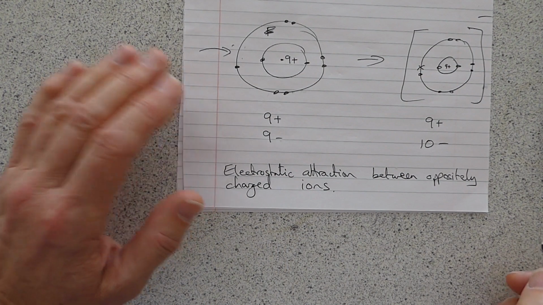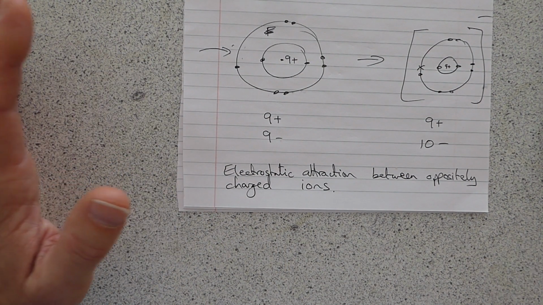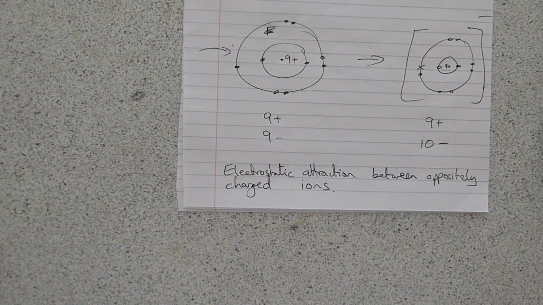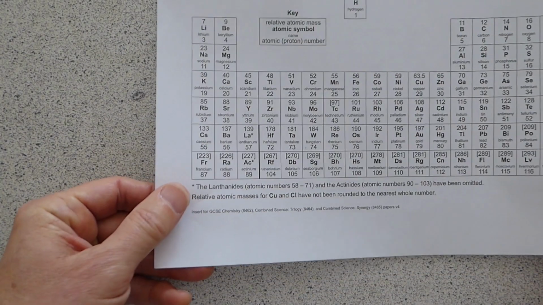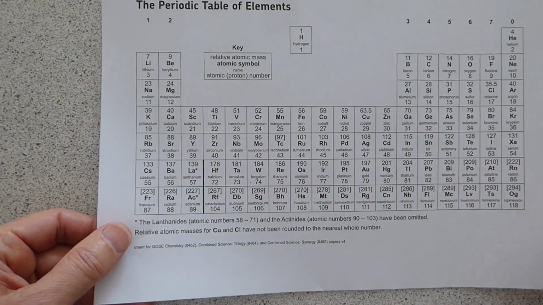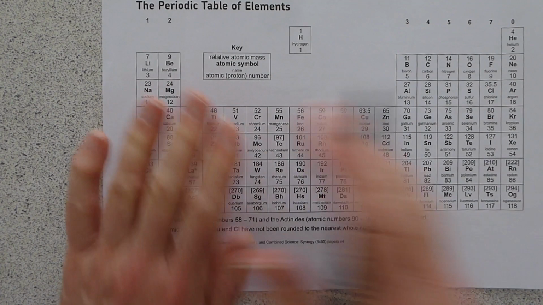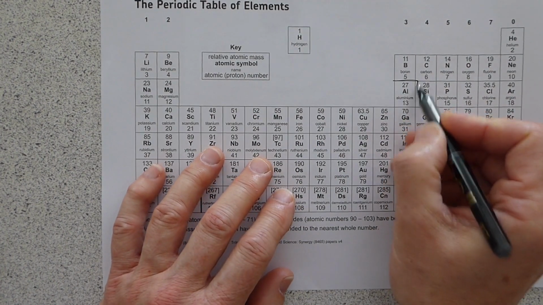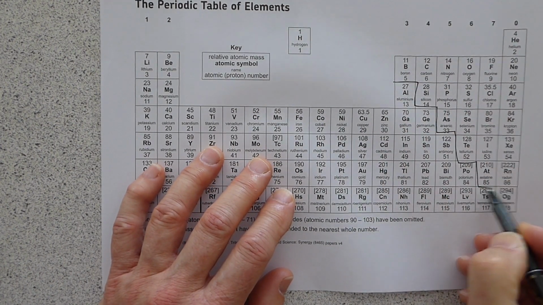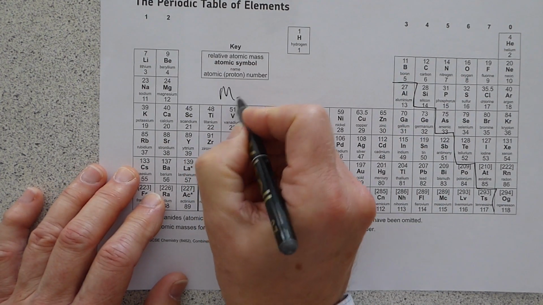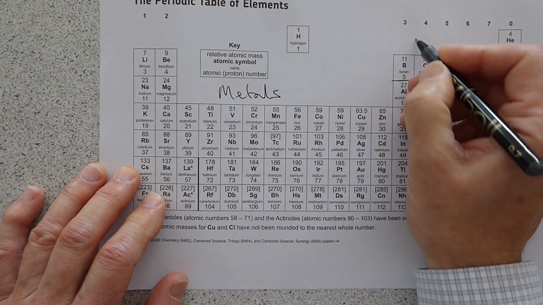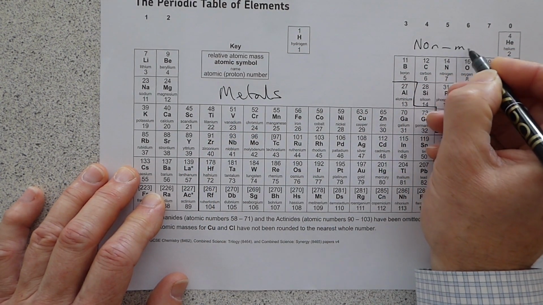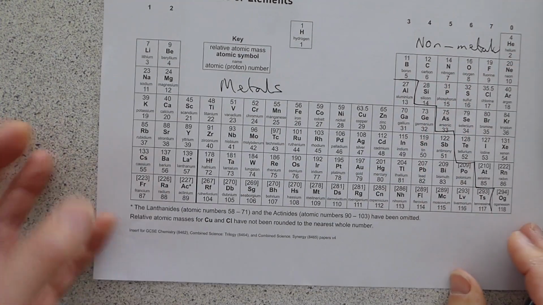And some people get muddled up with metal, non-metal, 2 non-metals. Is it ionic or is it covalent? Look, you've got your periodic table in the exam. Metals on the left, non-metals on the right. There's a zigzag line there dividing them. Now, this is pretty easy to remember. Metals on the left, non-metals on the right. Okay?